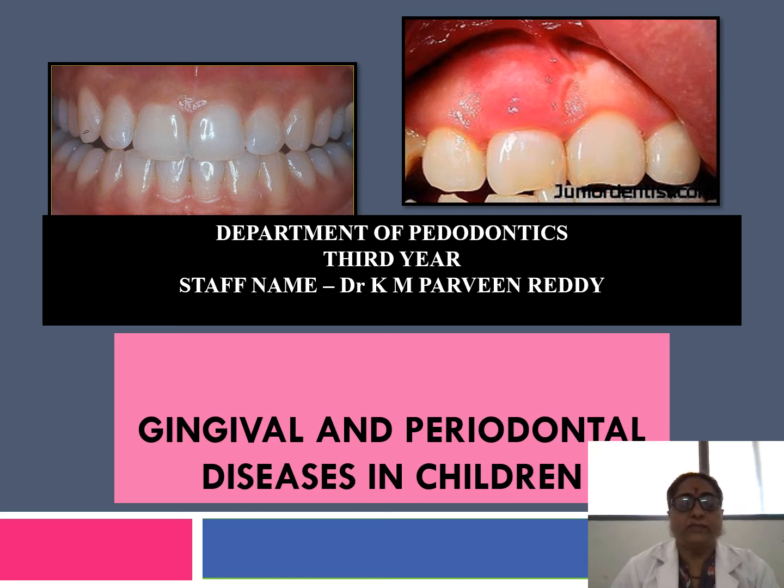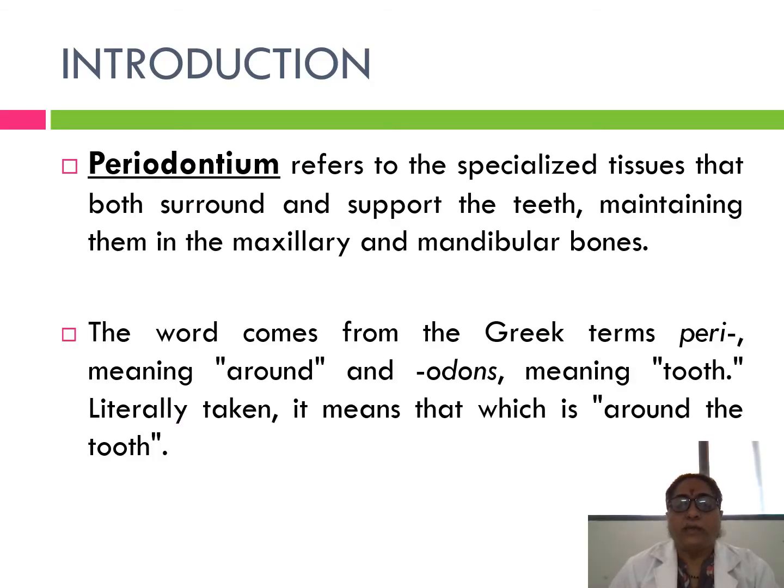We are going to discuss the topic today: gingival and periodontal disease in children. In the normal terminology, the periodontium refers to a specialized tissue that both surrounds and supports the teeth, maintaining them in the maxillary and mandibular bone. Now coming to the normal periodontium.